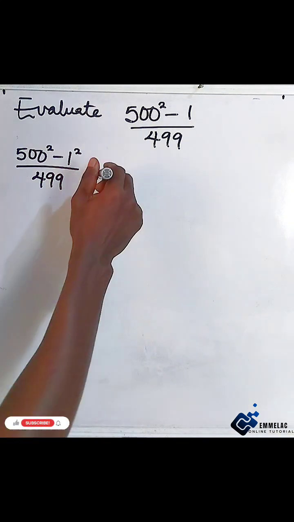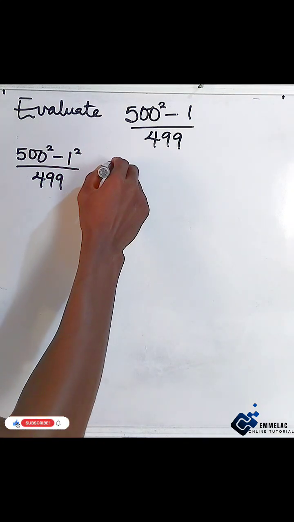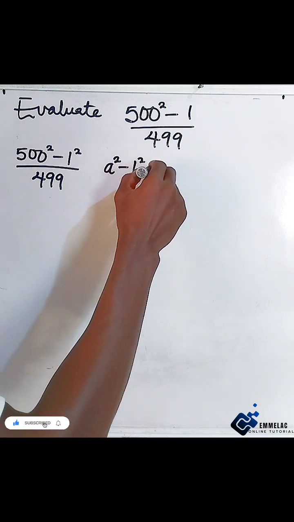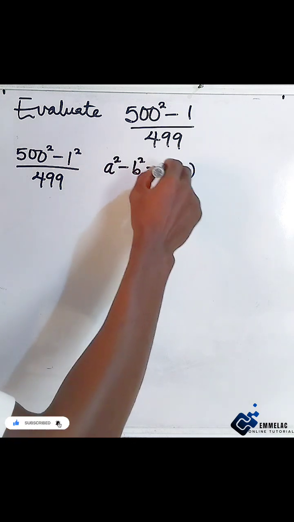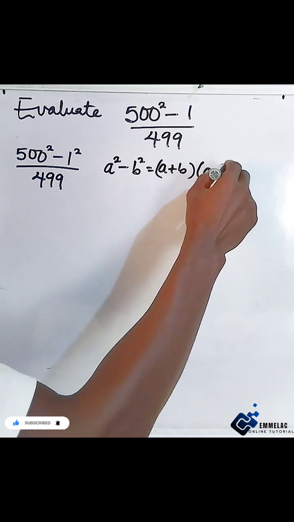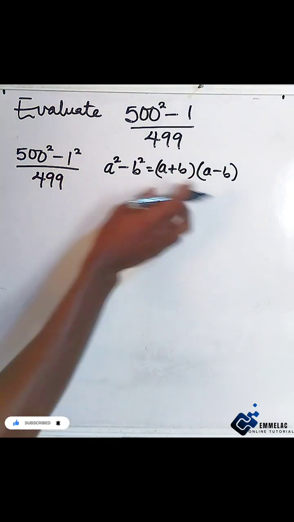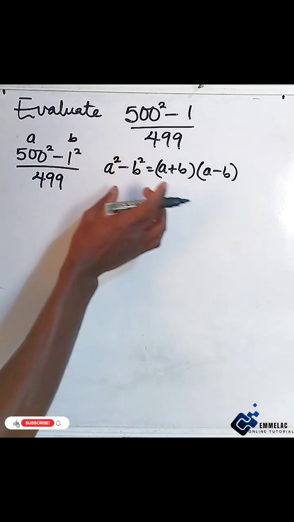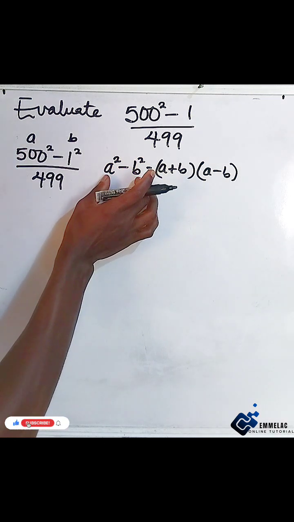1. Now let us recall according to a formula in algebra that says a raised to the power of 2 minus b raised to the power of 2 equals what? A plus b, then into a minus what? B, which implies, let us represent this as a and let us represent this as what? B. Now this is the difference of two squares.